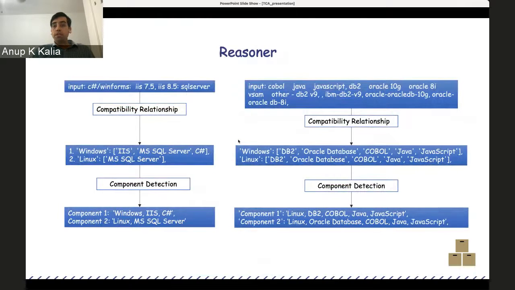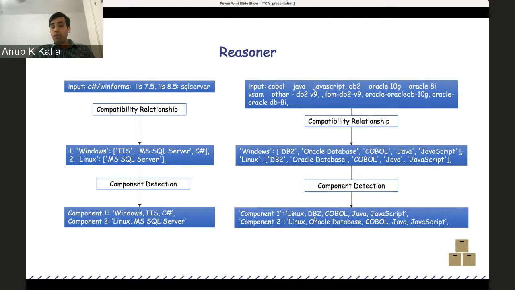Now coming to the reasoner that I explained. Given this input information, first we deduce all the missing information. For example, for IIS we deduce that Windows could be a possible OS, for MS SQL Linux could be a possible OS, and then based on some more reasoning, we assign Windows to IIS and Linux to MS SQL. Similarly, for this particular application, we have things like DB2, Oracle, COBOL, Java, JavaScript, which run on Windows as well as Linux. But since we prioritize Linux over Windows, we generate these two components, one DB2, another Oracle.